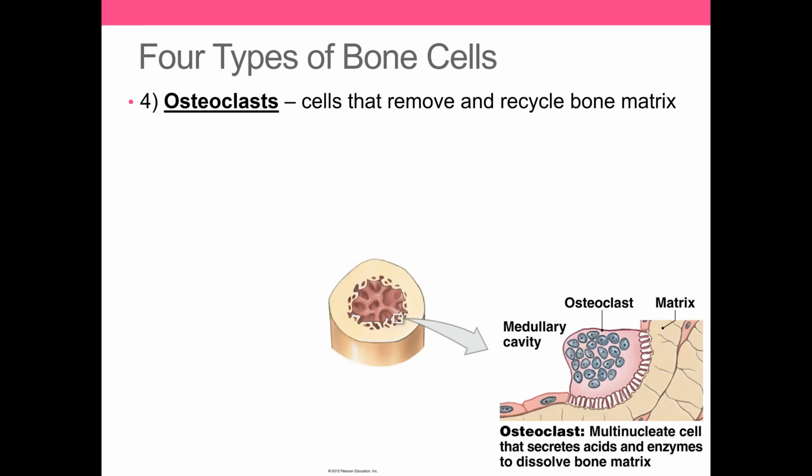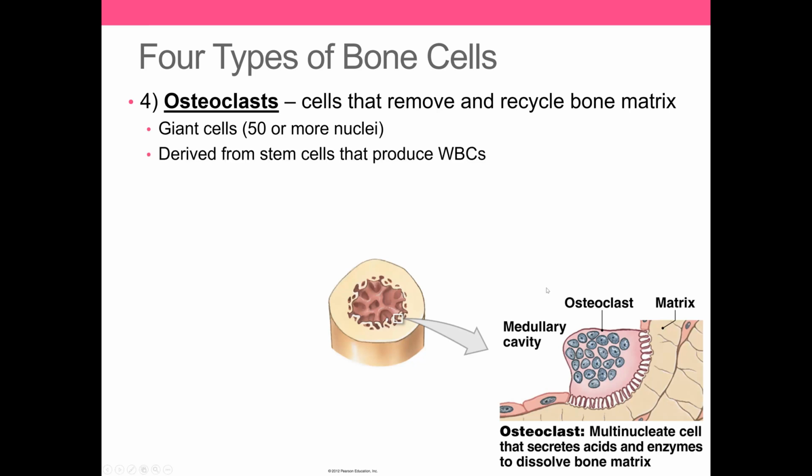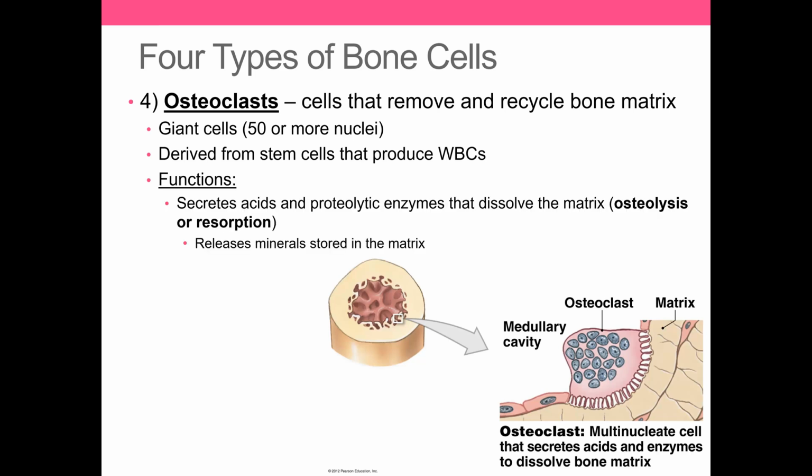And your last type of bone cell is an osteoclast. These are cells that remove and recycle bone matrix. So osteoclasts are the ones that break down bone. These are actually very giant cells. They can have 50 or more nuclei. They are actually derived from stem cells that produce white blood cells. So they are more closely related to your white blood cells than they are to the other types of bone cells. They function to secrete acid and proteolytic enzymes that dissolve the matrix. So it's going to break down the collagen fibers, and it's going to break down the calcium phosphate salts.